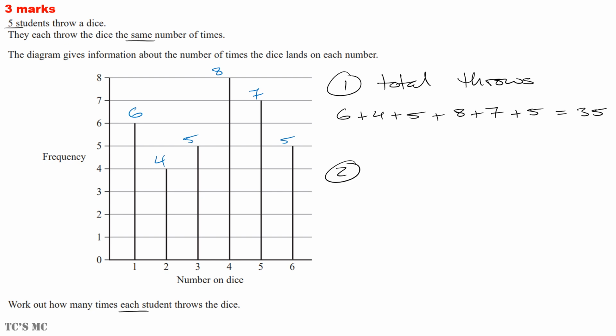To work out how many times each student threw the dice, we need to do 35 divided by 5. Remember, they threw the dice the same number of times. For writing this, we now have our second mark. We end up with 7, and that is our third mark.